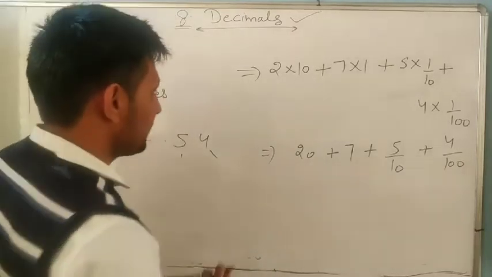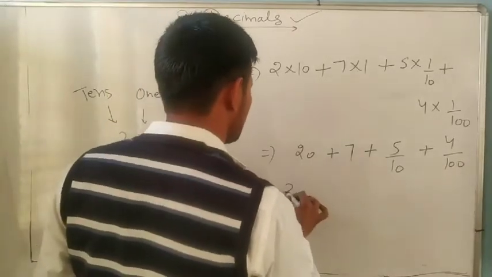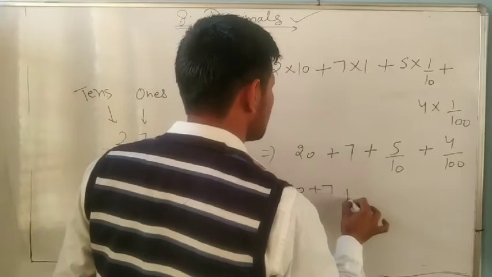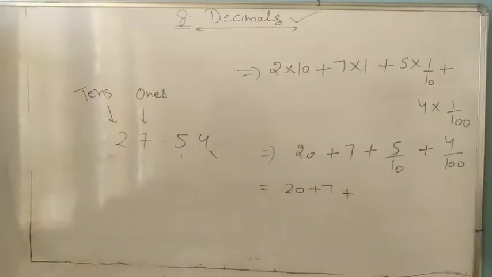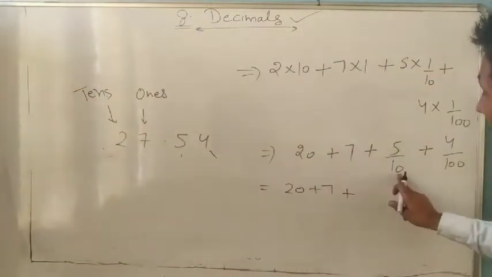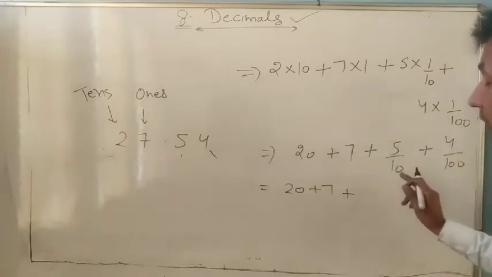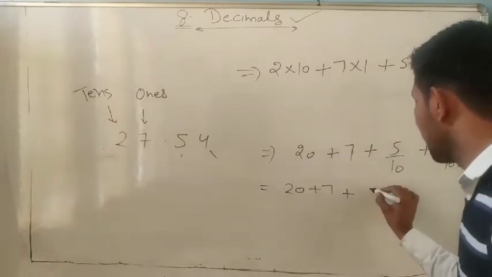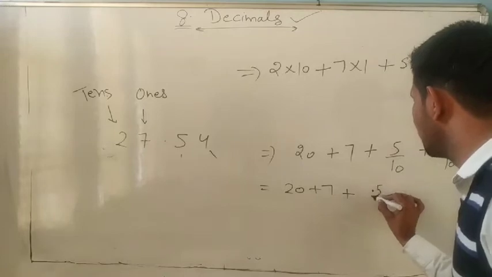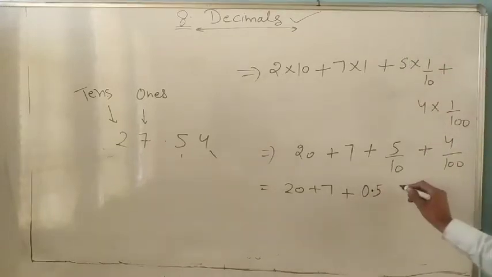So now 20 plus 7, so it means 20 plus 7 plus. Now how will we write this one? Always remember how many 0 in denominator? 1 0. This means we can write after decimal only 1 digit. So 0.5. Same as it is.